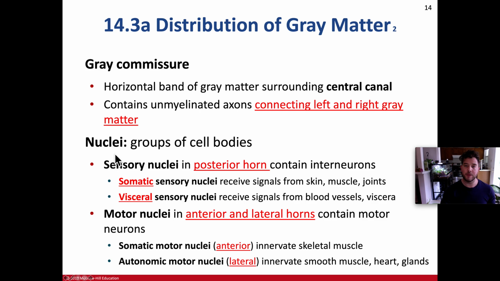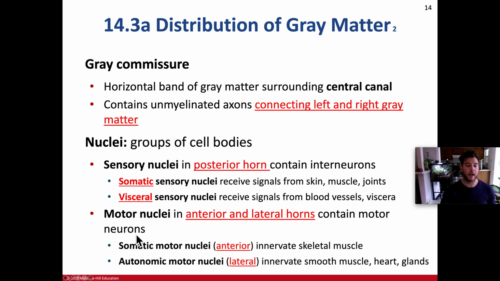There are nuclei, which, if you remember, are groups of cell bodies. You have sensory and motor nuclei. You should just go ahead and accept that there's almost always going to be a sensory and a motor, and almost always a visceral and a somatic. It's going to be divided like that for everything. So the sensory are in the posterior horn, no surprise there. Somatic are receiving signals from skin, muscles, and joints, your somatic body. Your visceral are receiving from blood vessels and your organs, your viscera.